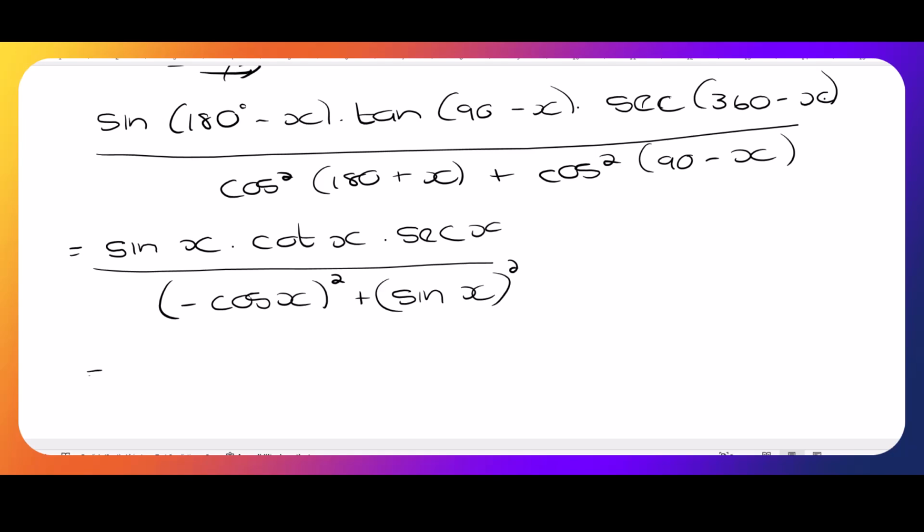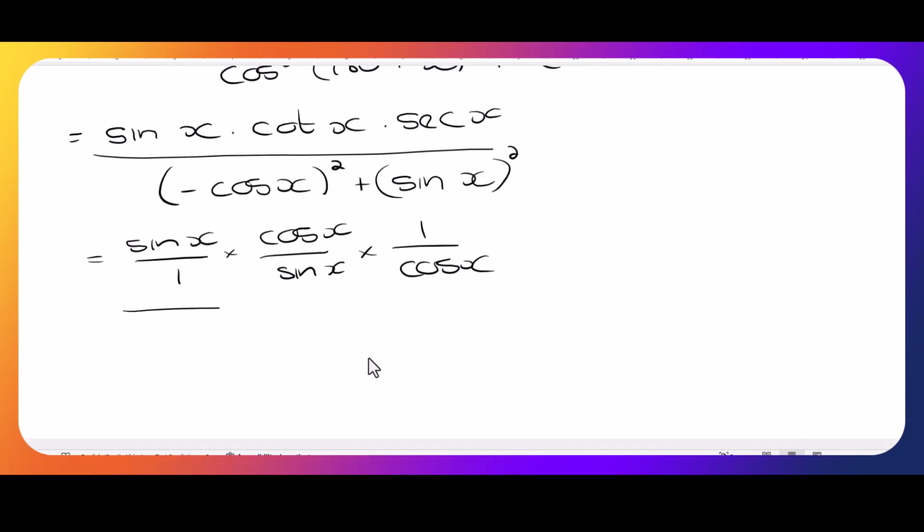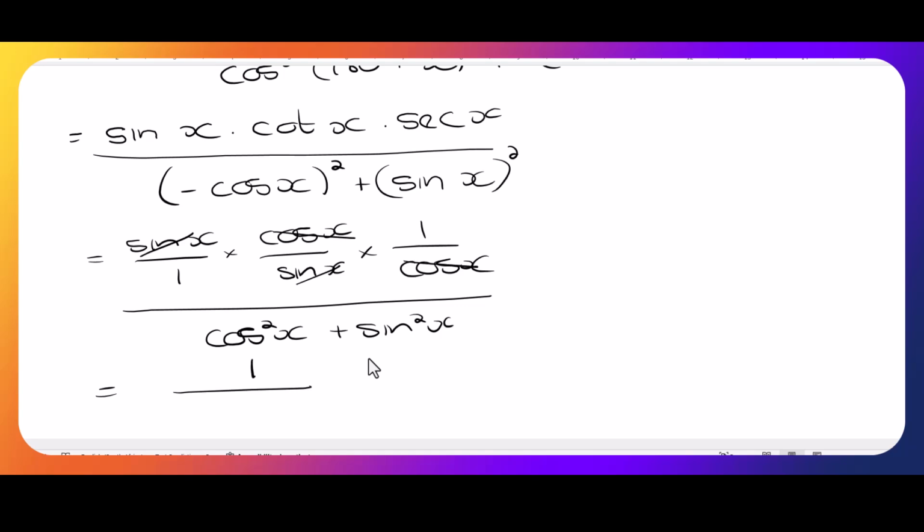So if I look at this on top, I'll have sine x over 1 multiply cot, that is cos x over sine x, multiply sec, which is 1 over cos x. And all of that must be divided by, that square makes the negative positive. So I'm going to have cos square x plus sine square x. If I start cancelling out, cancel out, cancel out, cancel out. So on top I have a 1. Cos square plus sine square is 1. Final answer is 1.